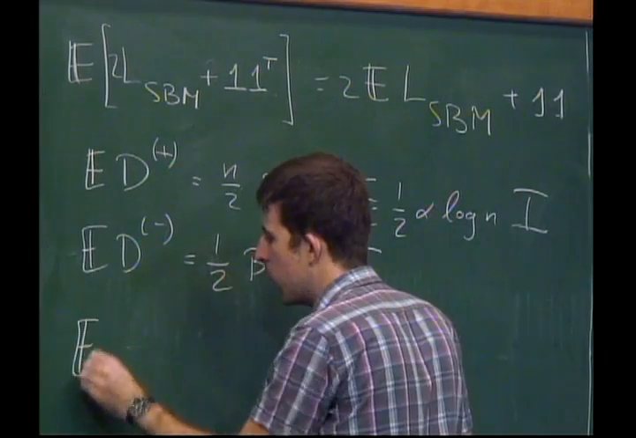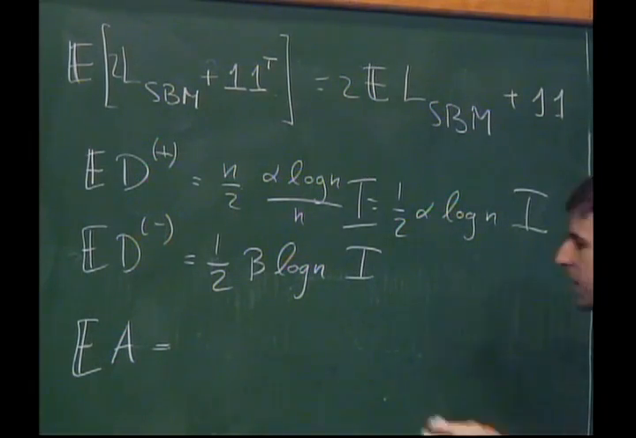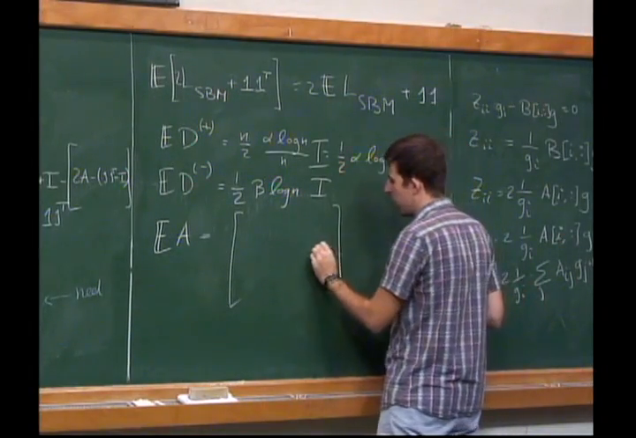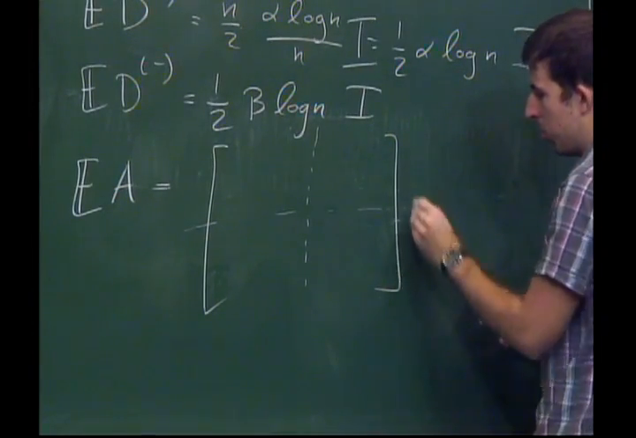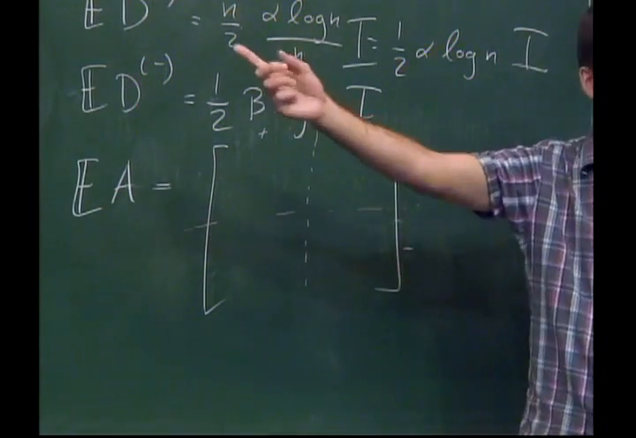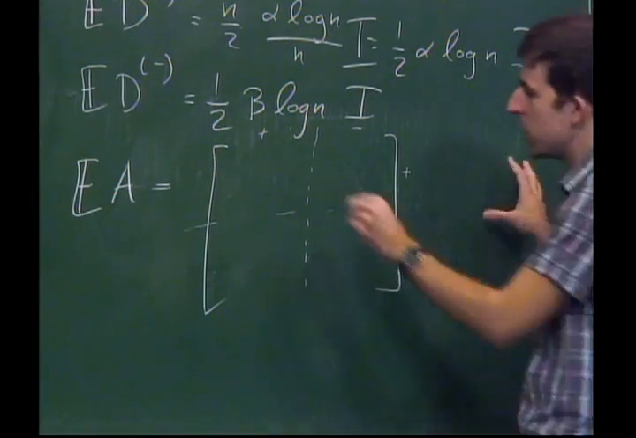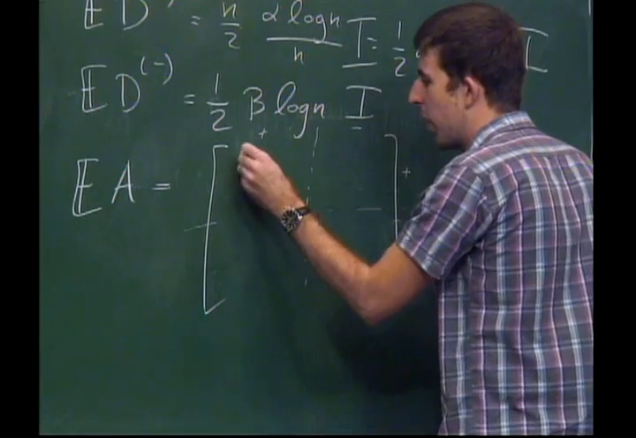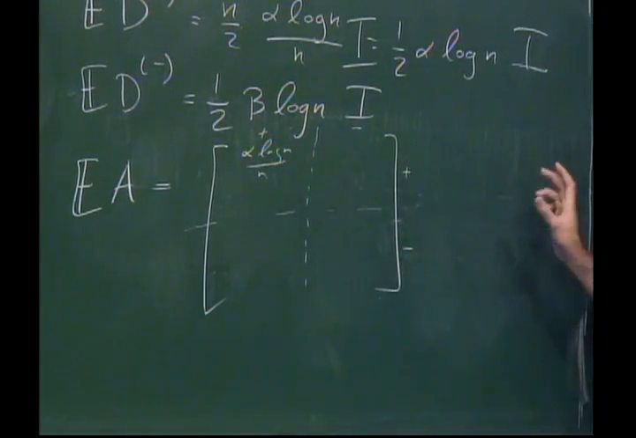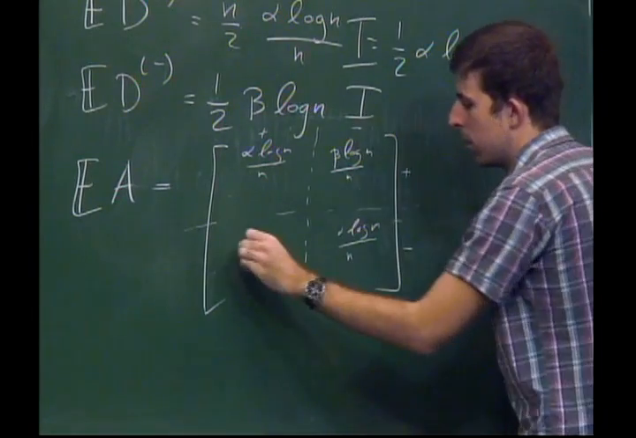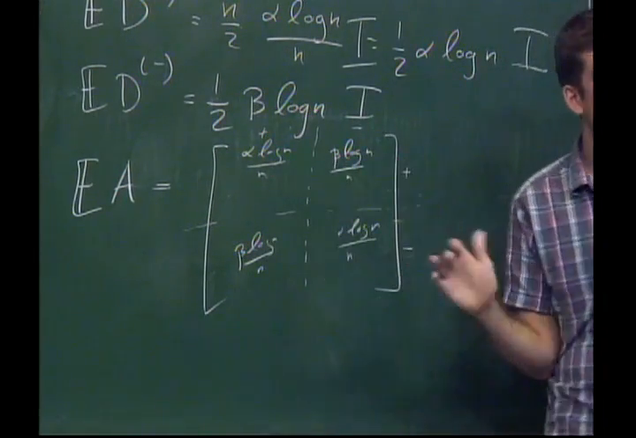What is the expected value of the adjacency matrix? Now it depends. Just for visualization purposes, let's say that the partition is done this way. This corresponds to the plus, and this to the minus. This is how I'm identifying the first vertices with the left side of the partition and the second with the other one. Each edge either shows up or not, so there's either a 1 or a 0. It shows up with probability alpha log n over n, so you have alpha log n over n in every entry, in expectation. And the same thing here. They're all the same inside the block.